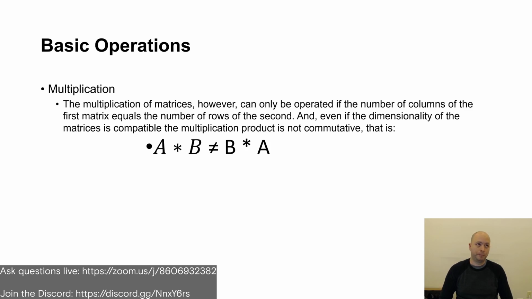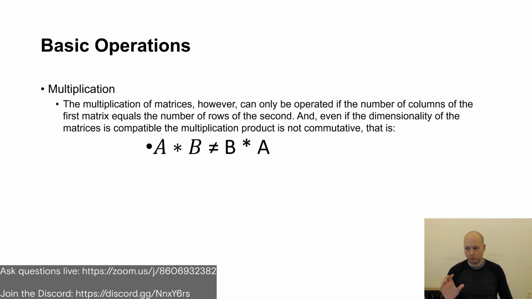Now, if you're familiar with a dot product of vectors, a dot product is commutative, but a multiplication of matrices, which uses a very similar concept to the dot product, is not commutative. So if you multiply A times B in that order, it's not necessarily guaranteed to be equal to B times A.